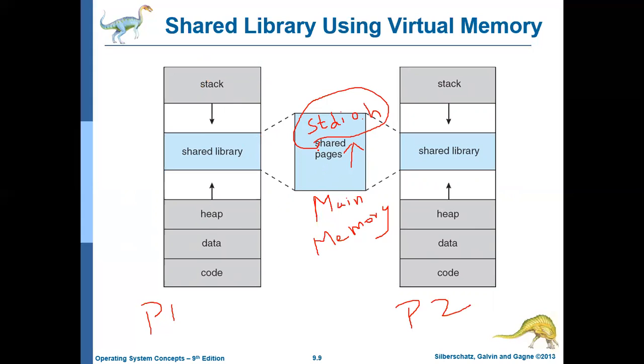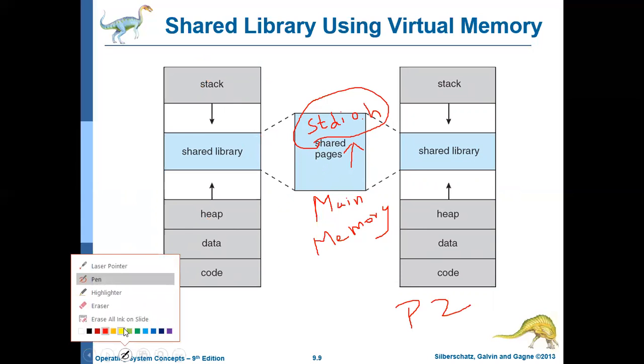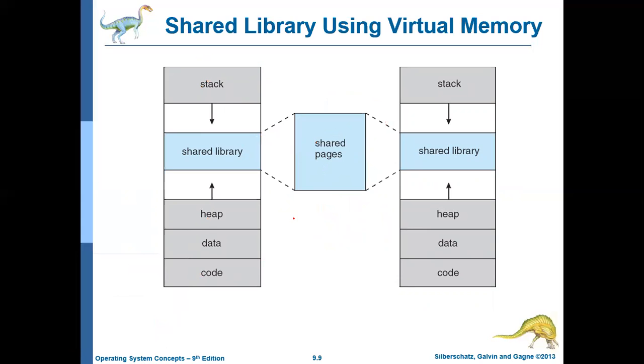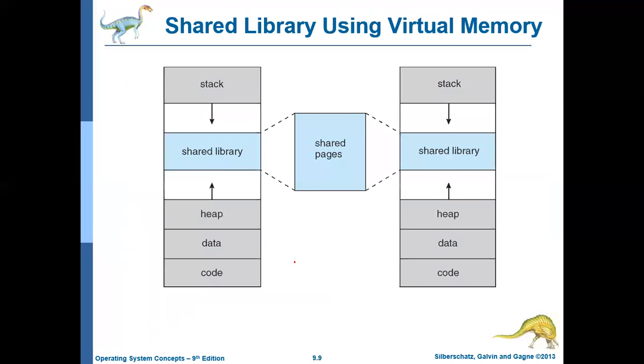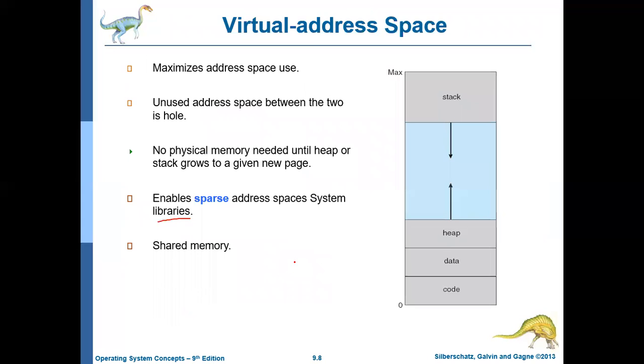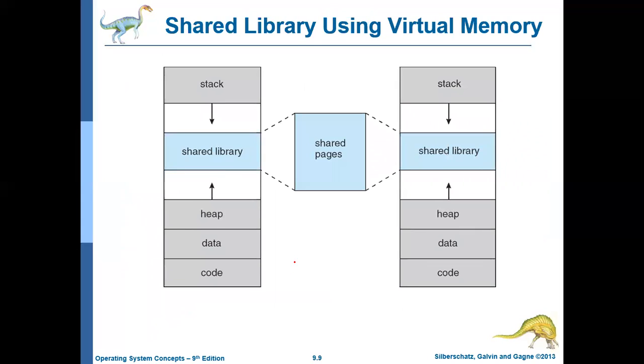It's not only stdio.h, any library files can be shared like this. So this is also one of the advantages of virtual memory or virtual address space. Similarly, memory can be shared for process communication also, right? So this is the introduction or the background of virtual memory and virtual address space.